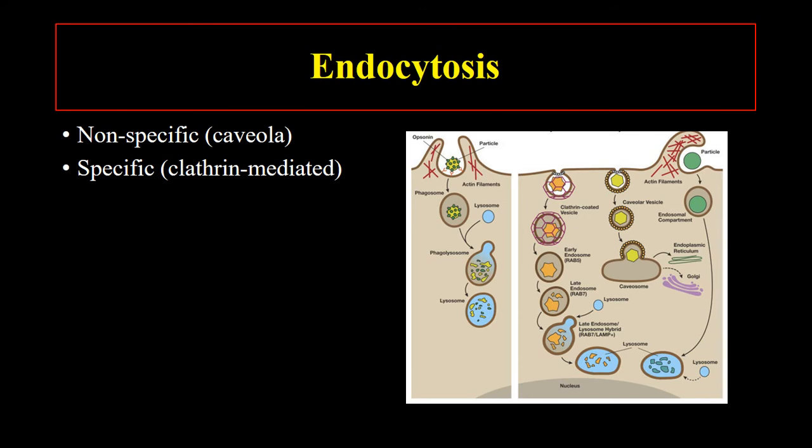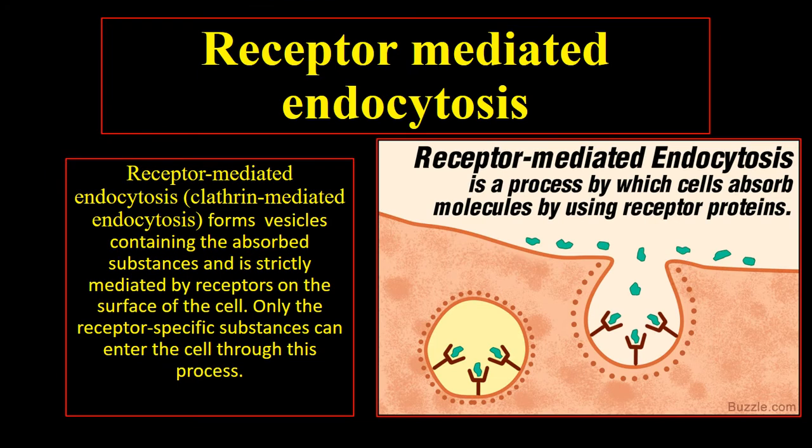Endocytosis is a process which can be subdivided into groups: non-specific, which can occur in a different place of the plasma membrane, in the part which is called caveola, and a specific type of endocytosis, or in another word, clathrin-mediated. Let's talk some more about specific clathrin-mediated endocytosis, or in other words, receptor-mediated endocytosis.